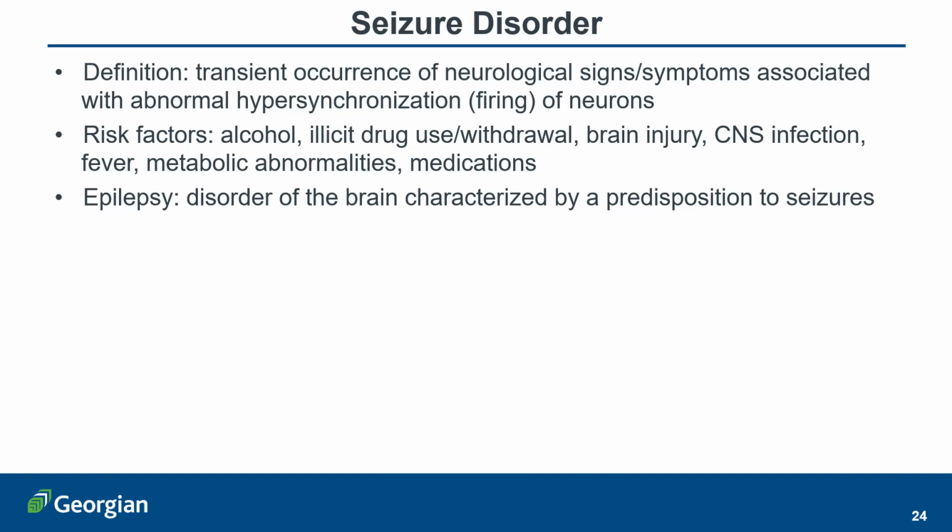Epilepsy is the disorder of the brain characterized by a predisposition to the development of seizures. So if it is a one-off seizure, for example, we wouldn't classify it as epilepsy. Epilepsy is a predisposition of developing seizures. So if seizures develop repeatedly, then we would refer to it as epilepsy. If it is a single seizure, then it would not be classified as epilepsy.